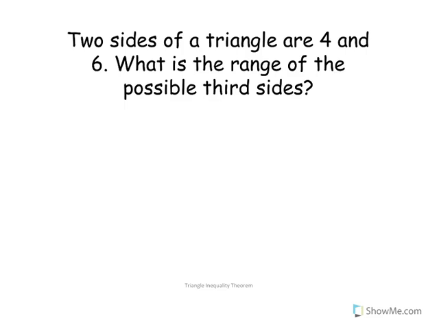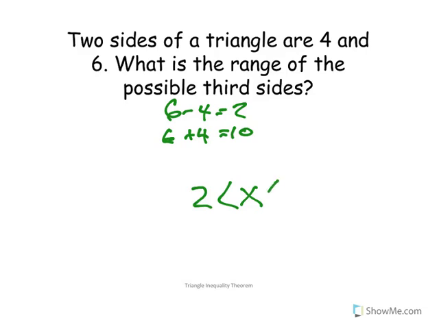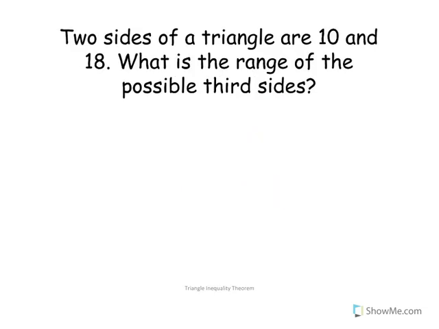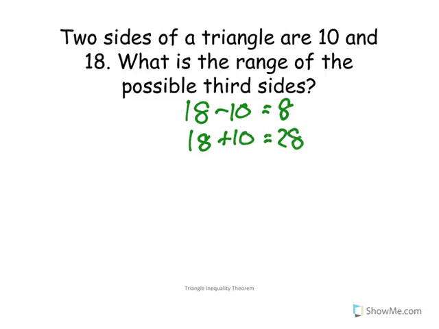Two sides of a triangle are 6 and 4. Nice and easy. 6 minus 4 is 2. 6 plus 4 is 10. 2 is less than x, which has to be less than 10. Very simple. Same thing. 18 minus 10. 18 plus 10. So 8 is less than x, which is less than 28.